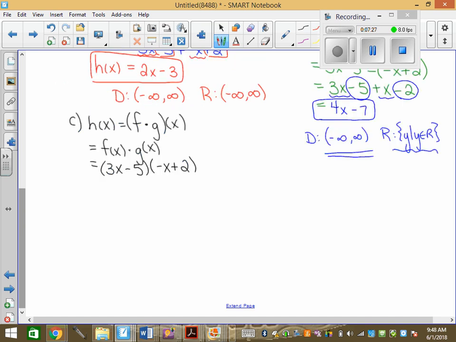We have the line 3x minus 5. If we drew the line 3x minus 5 and we drew the line negative x plus 2 and we multiplied their y's together, we'd get the new function. So we have two linear functions that we're multiplying together to make a quadratic, correct?